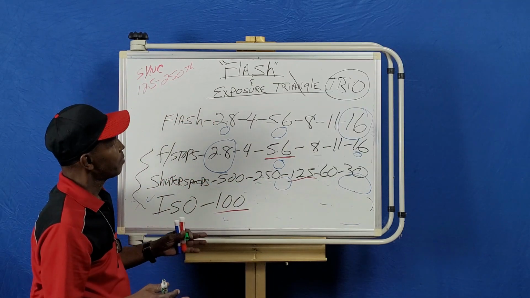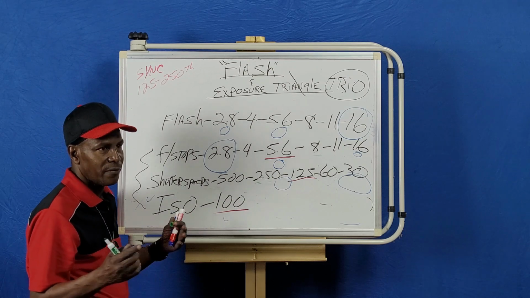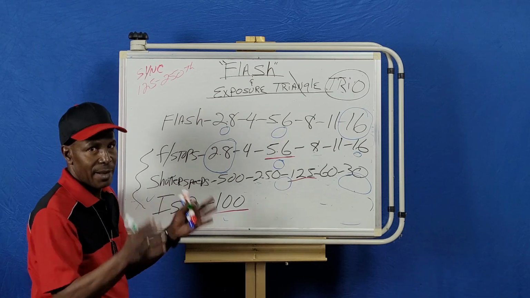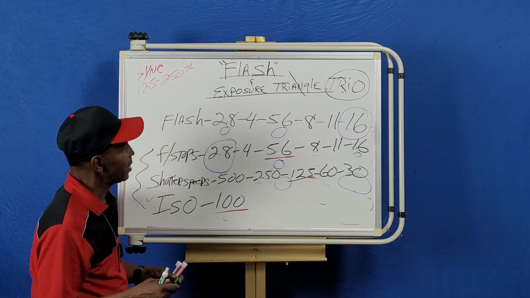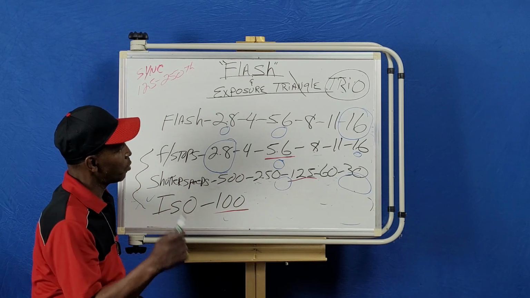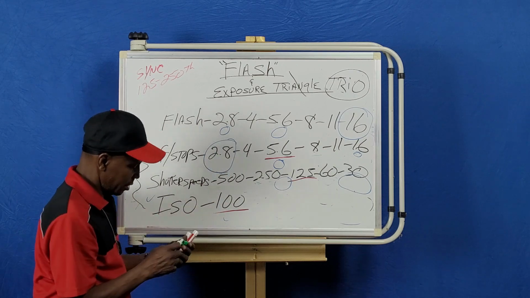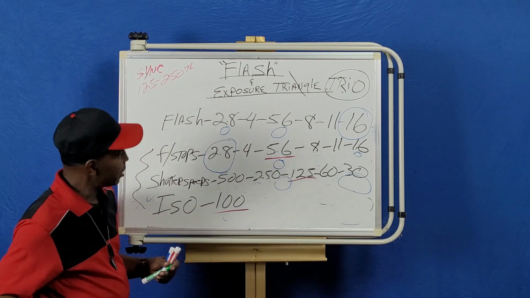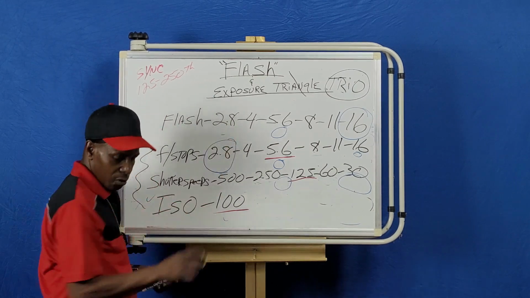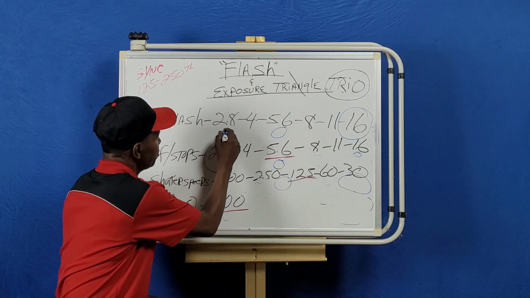So that's okay. But once you decide, okay, I want the flash to be my main light. I want more flash than the ambient light that's on the scene. And let's say you're at 5.6. You want your flash one step brighter. Which way would you go? Well, I put these numbers here so you can just get a visual without a whole lot of explaining, just to get a visual.